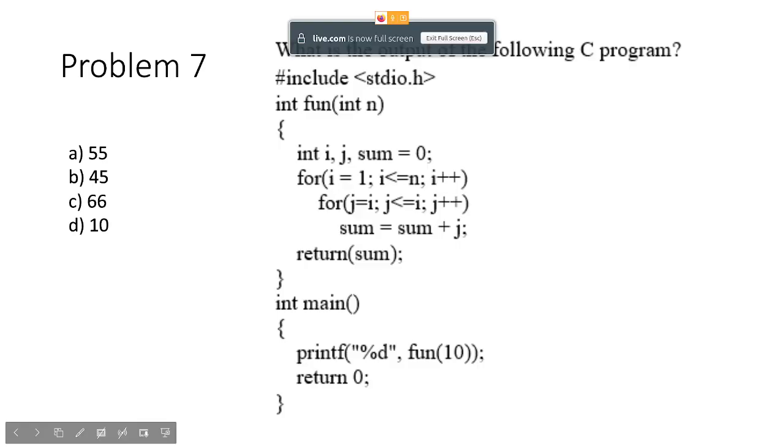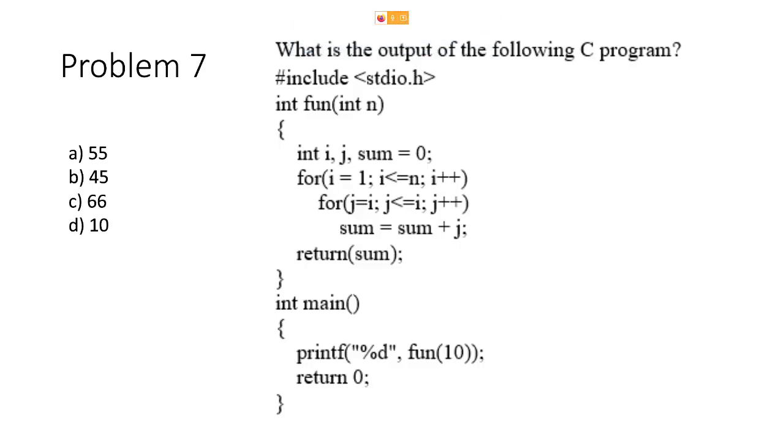Okay, coming to the next problem. Here you have the main function from where your program will start executing. You have a print statement which is printing the output of the function fun. The function is taking as input the value 10, and you have to tell what will be the return value of this function fun which you are going to print. So try to execute this function fun when n is equal to 10, and then answer one of the options.